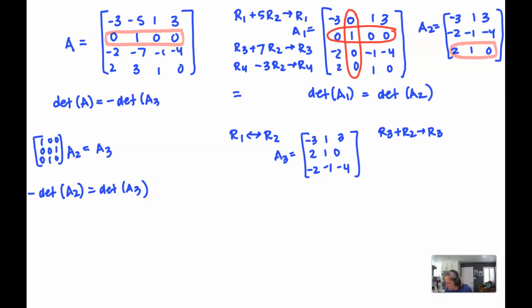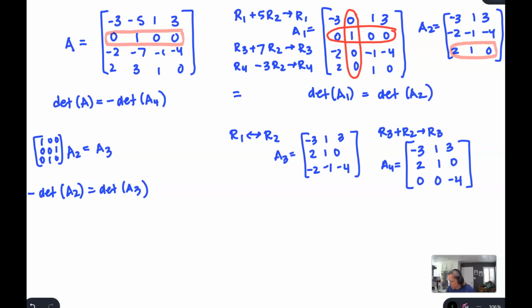But anyway, so now I have this new matrix. I'm going to just throw it in here. -3, 1, 3, 2, 1, 0, and ooh, 0, 0, -4. That worked out nicely. Okay, this is my A4. Nothing has changed here. Adding a multiple of a row to another does not change anything. So let's just update what we have. Our determinant of A is equal to the negative determinant of A. Nothing is new there.